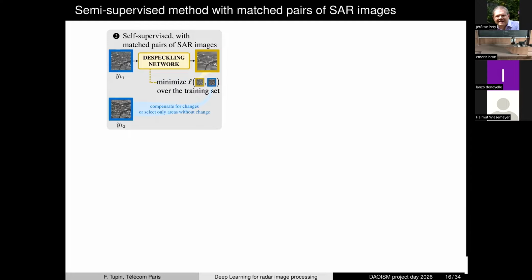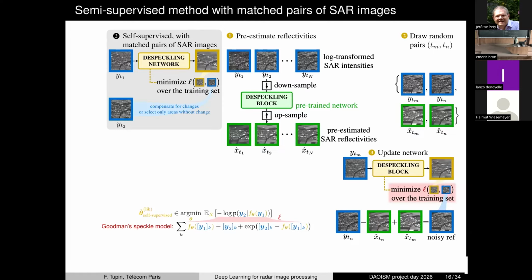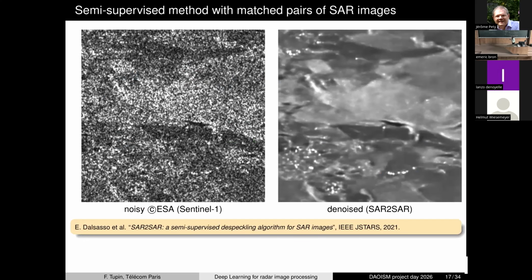I will not really detail the way you could compensate for the different changes, but you can try to find a way to do the compensation between the two acquisitions. And then you just train the network by using different pairs of temporal images that you have on the same area. So here is an example on Sentinel-1 images. Here you have the noisy image. Here you have the denoised image. I don't know if you see very well, but you have some water areas, very black here, and some urban areas where you have very bright points because of the double bounces that you may have in urban areas.